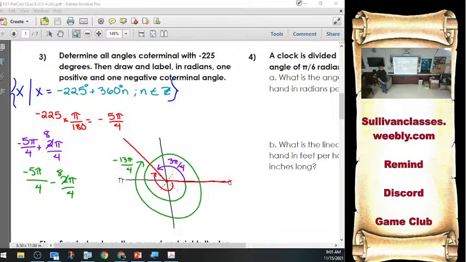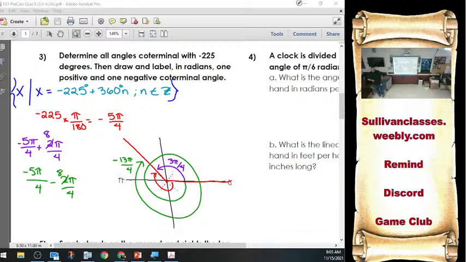What if the original says all angles coterminal with negative 7 pi over 6? If it was in radians, then it's plus 2 pi n. N is still an integer. If you're trying to find coterminal angles, you either add or subtract 2 pi or 360, depending what unit of measurement you're in.